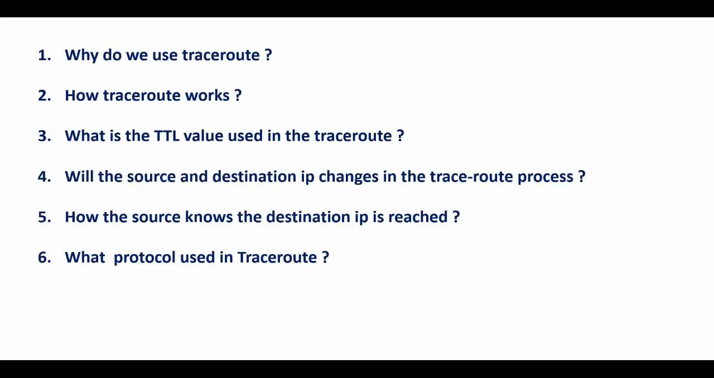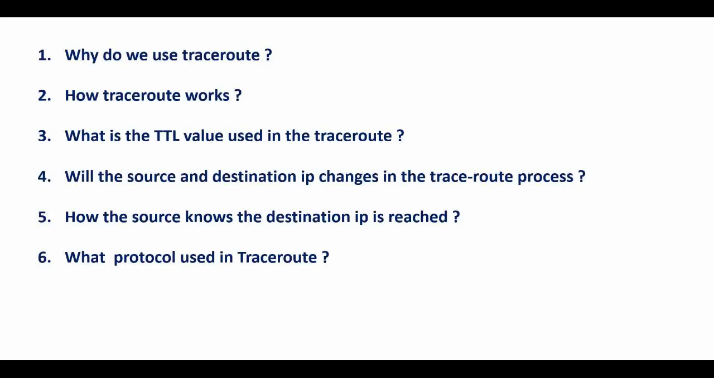So that's why, whenever the source receives that port unreachable message, it knows that we have reached that particular destination IP, and that destination IP is not listening on any port, hence it is sending the port unreachable message. So the source router knows it has reached the destination by looking at that ICMP port unreachable message.